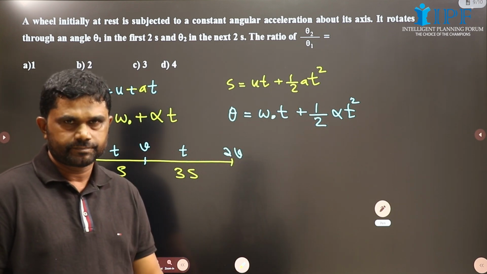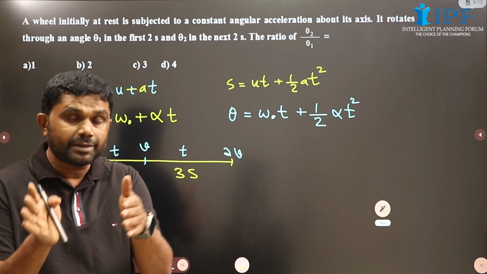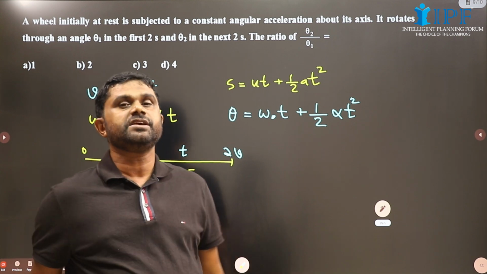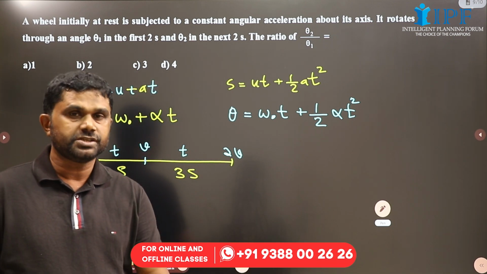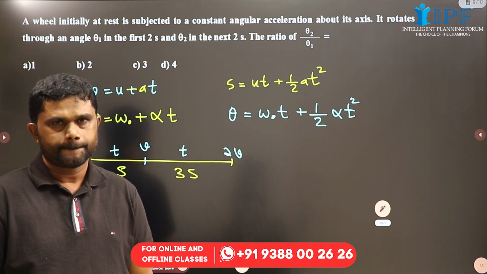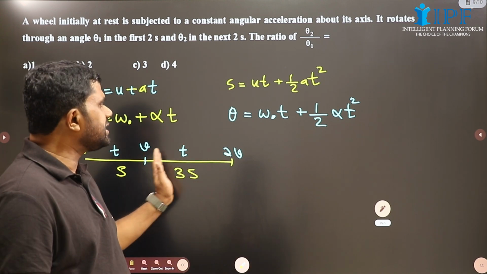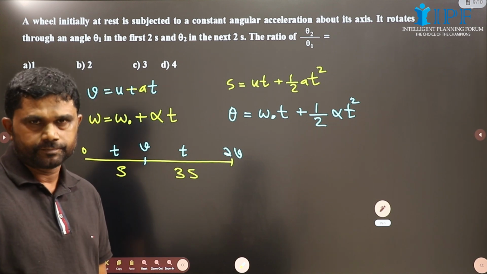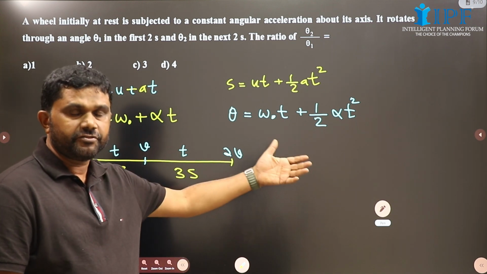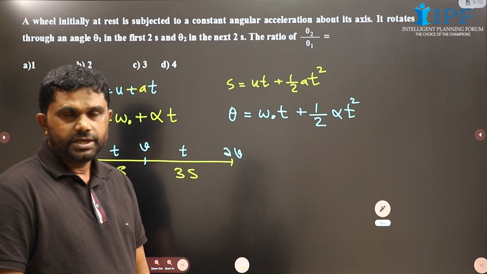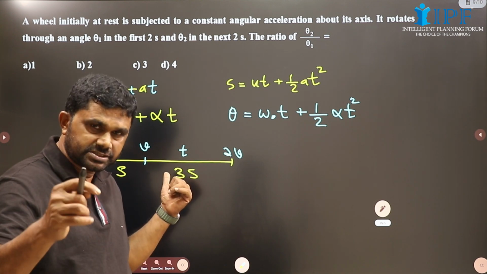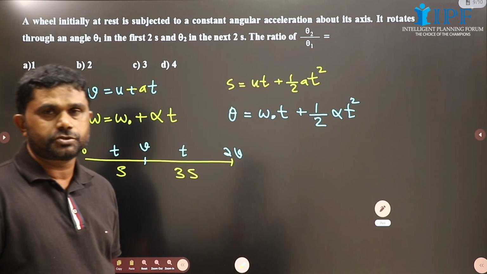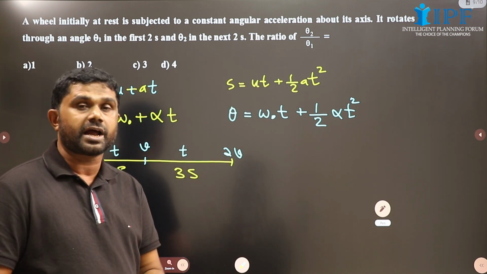Next interval 7s. This means when a body starts from rest and moves with a constant acceleration, the ratio of displacements in successive equal intervals of time is 1:3:5, like that. Okay, and the same thing we can apply in rotational motion, or angular motion also. Instead of linear displacement we will have angular displacement. Instead of initial linear velocity, we will have initial angular velocity. Corresponding to this linear acceleration, we will have angular acceleration.